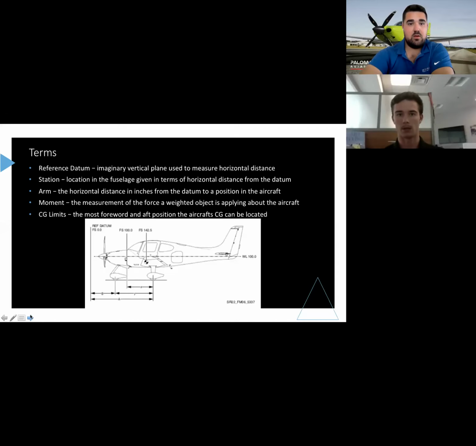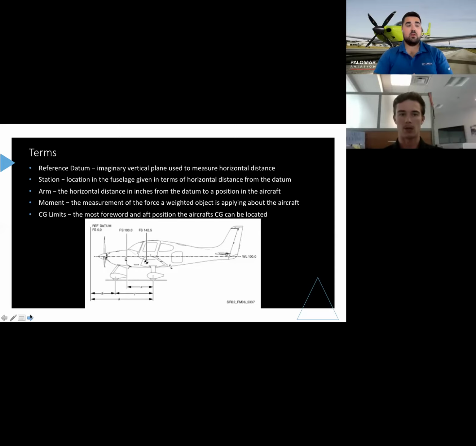the weight and balance calculations. As we can see here, I've got a picture of the weight and balance schematic for the SR20, 22, and 22 Turbo series. And we see that the reference datum is located just ahead of the propeller spinner. It is in the POH, it specifically says that it is 100 inches from the firewall on the airplane. So this imaginary datum line is right up there, 100 inches from the firewall.